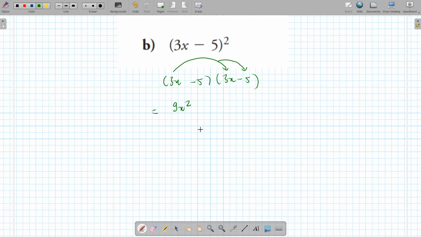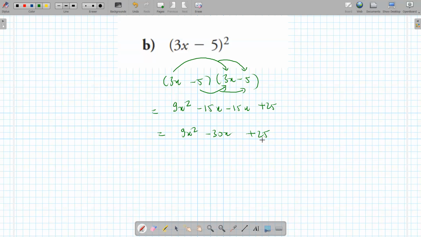What's 3x times negative 5? Negative 15x. Yes. What's negative 5 times 3x? It's the same thing, right? And the last term is negative 5 times negative 5, which is positive 25. And then you get 9x squared minus 30x plus 25. Cool? That's the equation in the standard form.